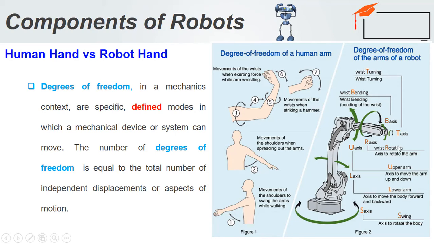In this picture you see this arm, which is similar to the human arm. That's why it's called an articulated arm robot.